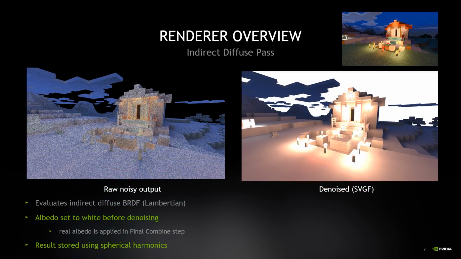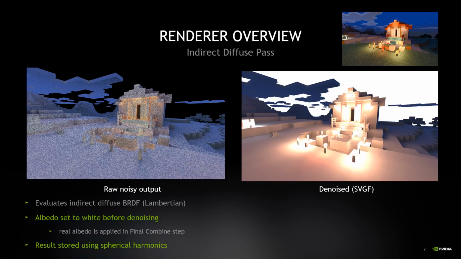The next pass we'll take a look at is the indirect diffuse BRDF pass. That's the pass calculating contribution of diffuse BRDF for secondary rays. This is sometimes referred to as global illumination, but we need to differentiate between diffuse and specular BRDFs, both of which technically contribute to global illumination, yet are separate passes in our implementation.